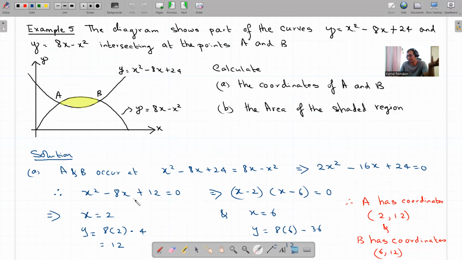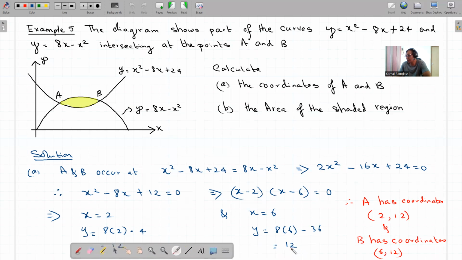Et là, c'est facile pour factoriser, avec 2 et 6: 2 plus 6 pour 8. X minus 2 times x minus 6 is equal to 0. Et x is equal to 2. Y, je remplace dans ce qui est plus facile, bien sûr. Je gagne y is equal to 12. X is equal to 6, et là aussi, je gagne y is equal to 12.